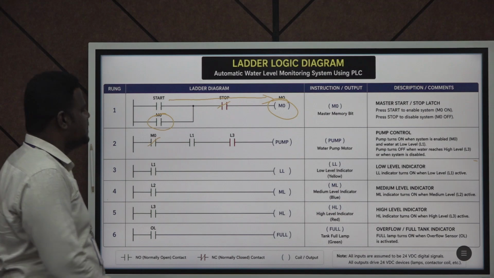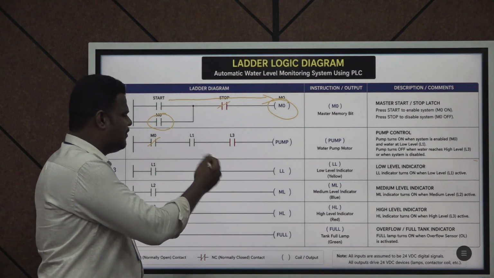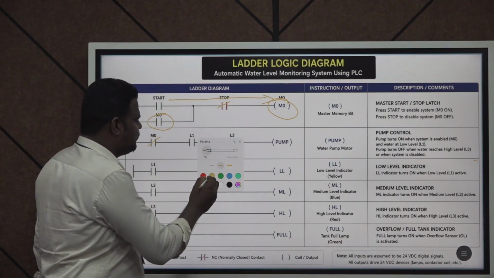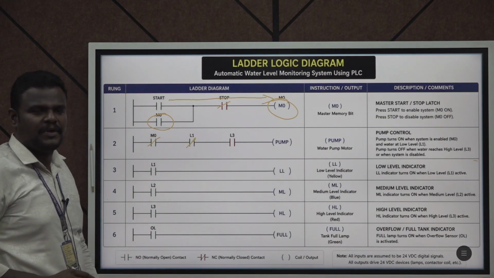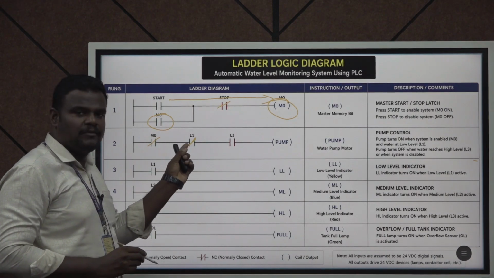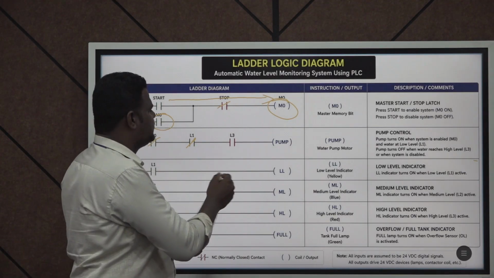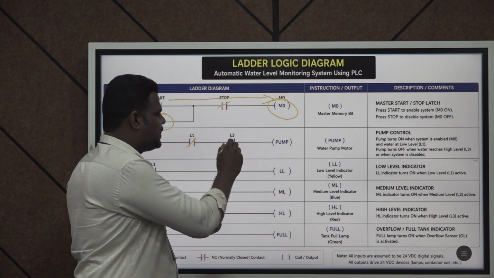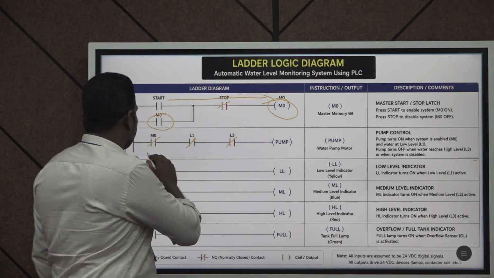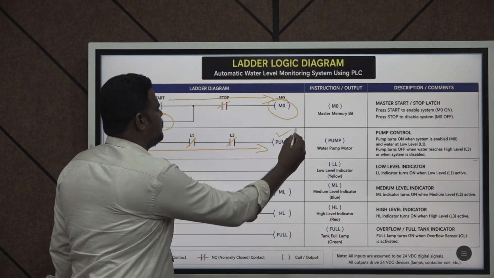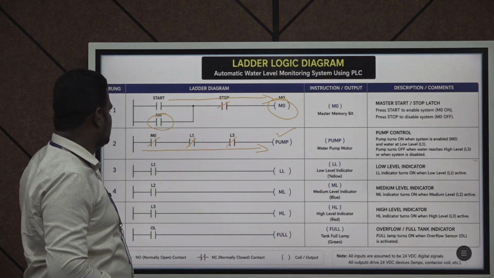Then next, L1. If the water level is low, the L1 sensor is detected. That time L1 sensor is giving information, and that L1 contact will change from NO to NC. Then L3, in the last step, is in NC. So the pump will be turned on, the water pump motor.